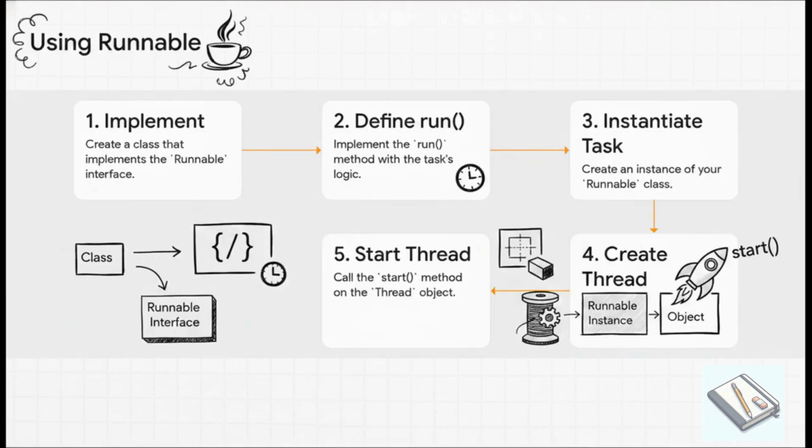So how do you actually use it? It's really just a few simple steps. First, you create a class that implements the Runnable interface. Second, you put your task's logic inside that run method. Then you create an instance of your new Runnable class, you pass that instance into a new Thread object's constructor, and finally, you call start on the thread. And boom, you're off and running.